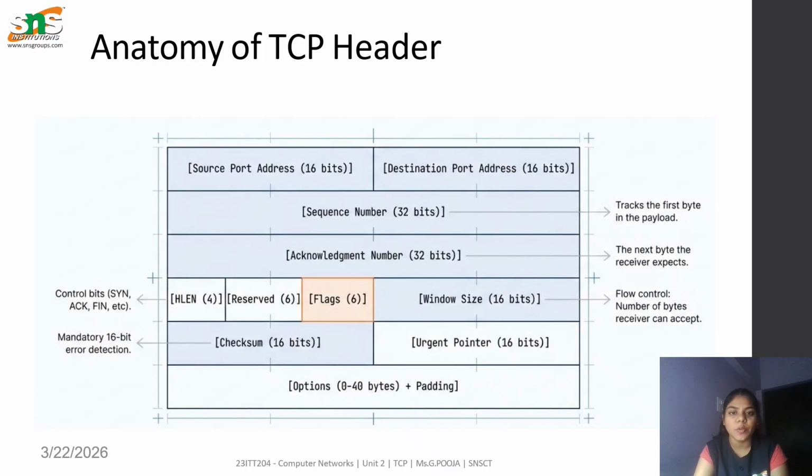So this is the anatomy of the TCP header. It has the source port and the destination port. Source port is where the data comes from, destination port is where the data goes to, and a sequence number is the order of the data. Then the acknowledgement is the confirmation. These make the communication more organized.